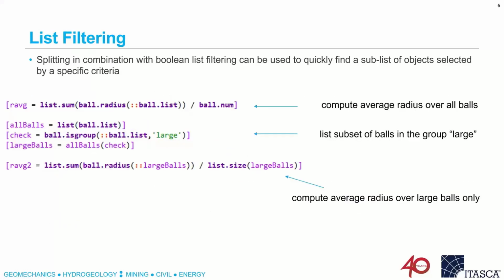We can also add filtering to this. If you have a list of booleans that is the same size as the list, you can filter the list to do something. For instance, here we have just a line that will compute the average radius of the balls in the system. We call the FISH function ball radius on the entire list of balls that is split. We take the sum of those values and divide by the number of balls in the system to get the average value.